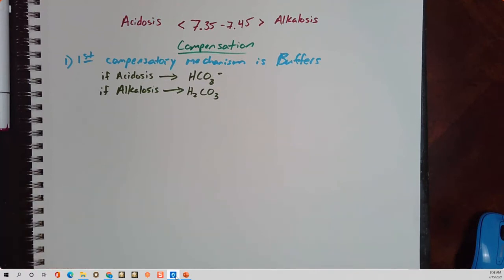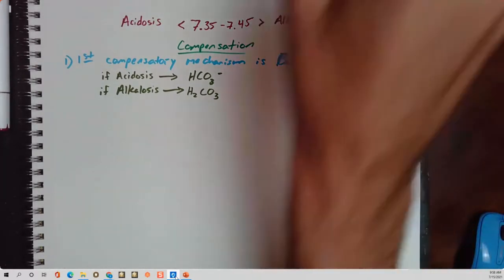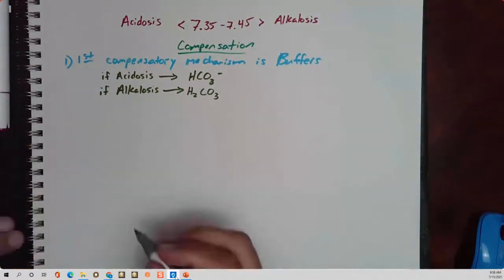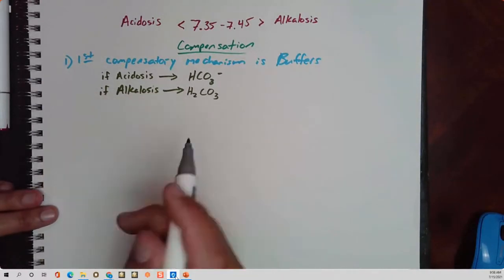Does that make sense? And this is occurring right now in your bloodstream. Okay, every microsecond of every day, you have a buffer system that's keeping you from dying. Congratulations. The second compensatory mechanism, what if the buffers can't fix the problem right now?